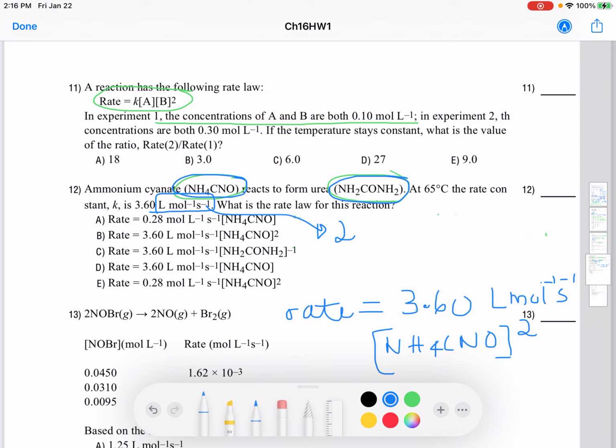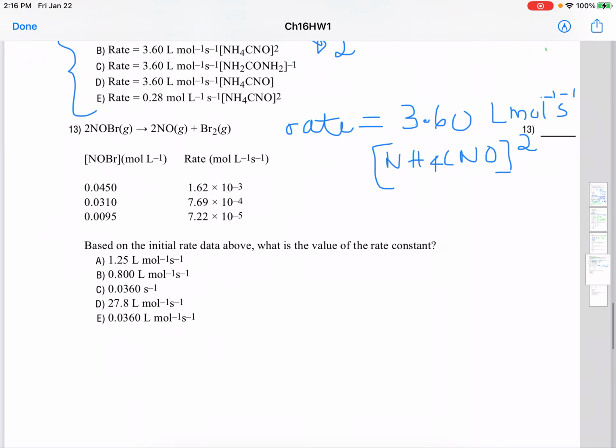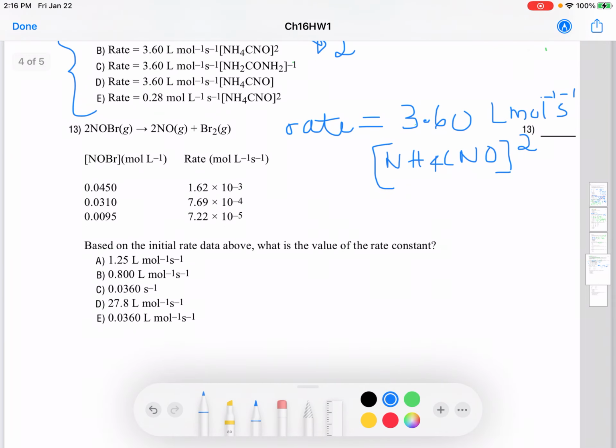You figure it out. I almost gave you the answer, so you can choose which is the correct one from these 5. And then the next one, 2NOBr giving you 2NO and bromine. Based on the initial rate data, what is the value of the rate constant?